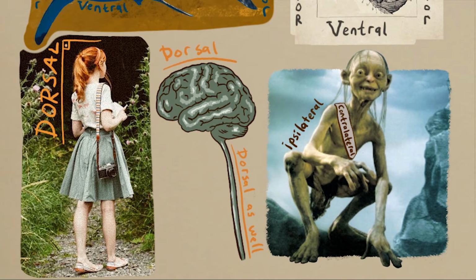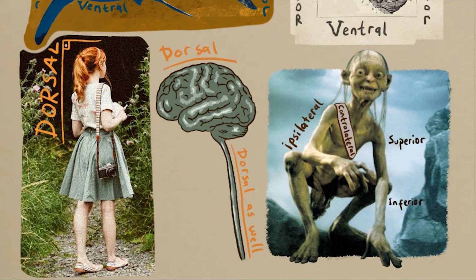Two other useful terms are ipsilateral and contralateral. Ipsilateral refers to structures on the same side of the body. Contralateral refers to structures on opposite sides of the body. There's a tumor in someone's right hemisphere and it affects his hand ipsilateral. Which hand are we talking about now?